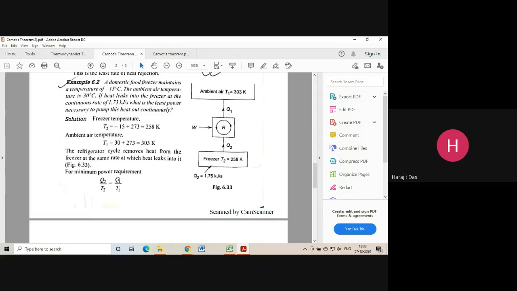So W depends on Q1 also. Okay, so it depends on Q1 and Q2. So if we can somehow find out this Q1, we will be able to find out the external power necessary to pump this heat out continuously. So I think this diagram is clear to you now. Okay, and from this relation Q2 upon T2 equals Q1 upon T1, we can find out the value of Q1, because Q2 is given, T2 is given, T1 is given. So what is Q1?